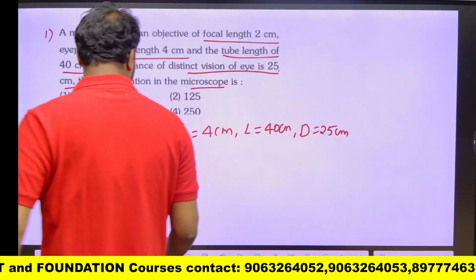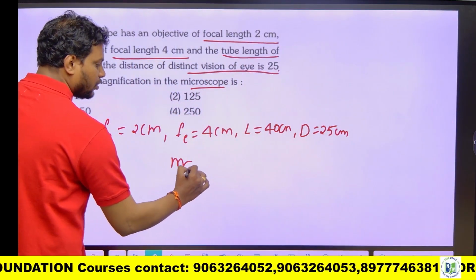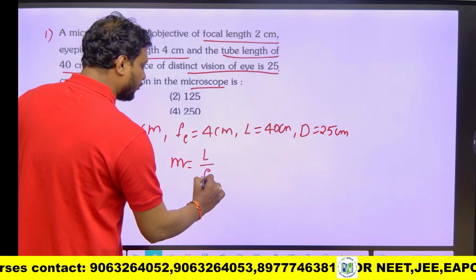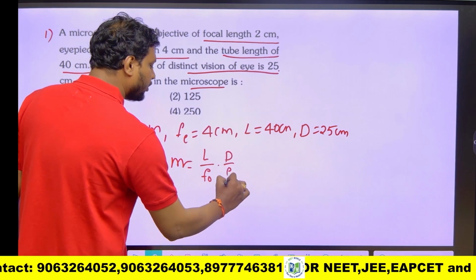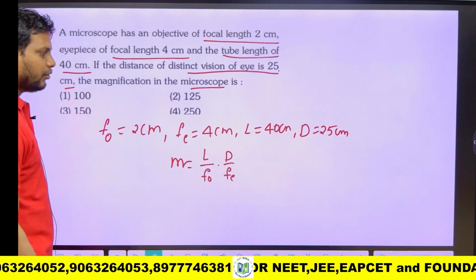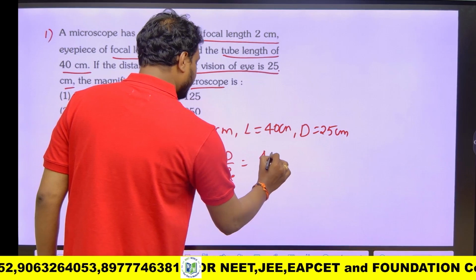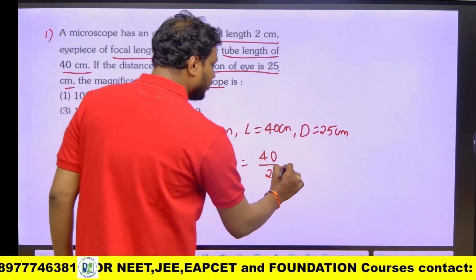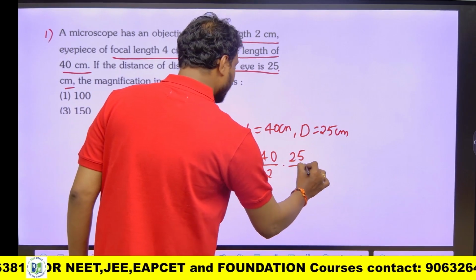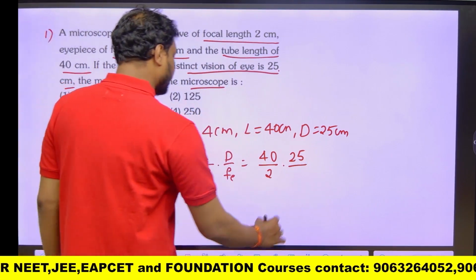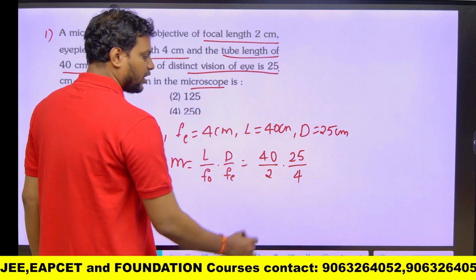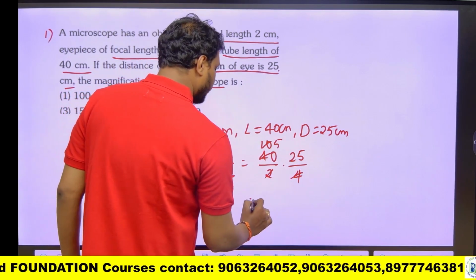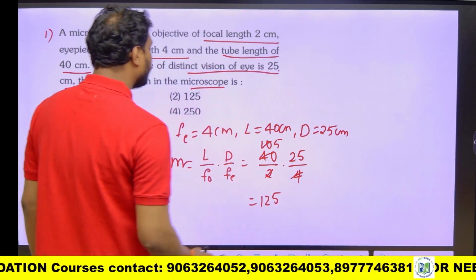We have the formula for magnification of the microscope. That magnification of microscope M is equal to L by F naught multiplied by D by Fe. So on substituting these values, we can substitute 40 by F naught, which is 2, and D, the distance of least vision, which is taken as 25, divided by Fe, which is 4 centimeter. Then we can cancel 4 ones are 4, 4 tens and 2 ones, 2 fives. 25 fives are 125. So option 2 is correct.